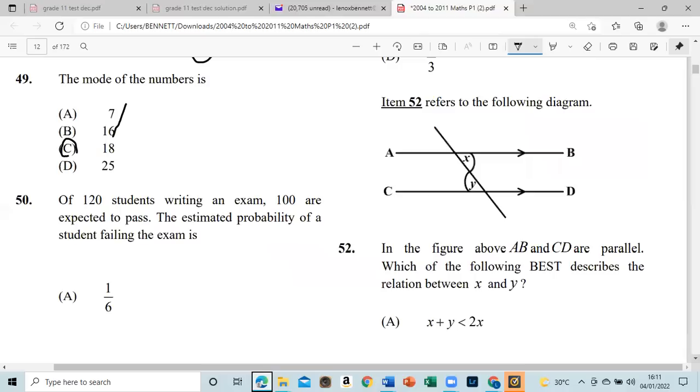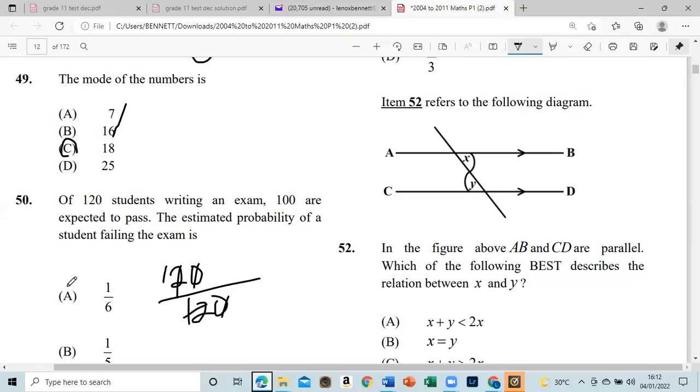Of 120 students writing an exam, 100 are expected to pass. The estimated probability of a student failing is, alright, so if 100 are expected to pass, 20 are expected to fail. So it's 20 out of the total. Break it down by 10, that's 1 over 6 expected to fail.